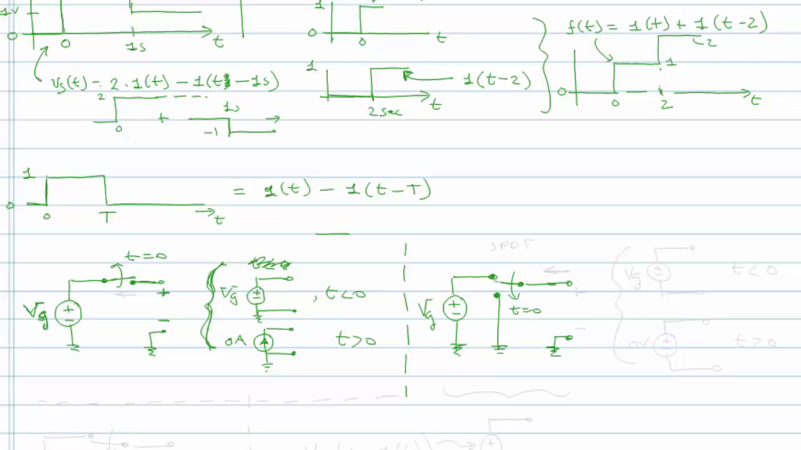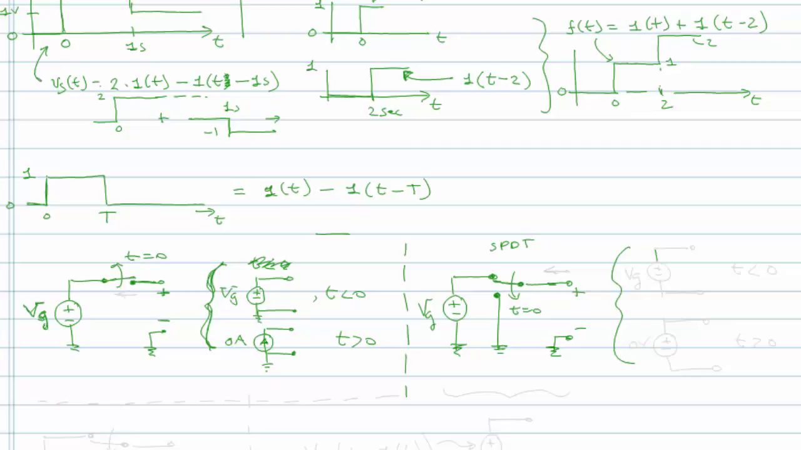So now what we have is this is a single pole double throw switch. So in other words, for time less than 0, the switch is in its upper position and it's connecting VG to this terminal pair out here, this output. At time 0, it switches from being in the up position to being in the down position. Now it connects it to ground. Okay, so we have two circuits here.